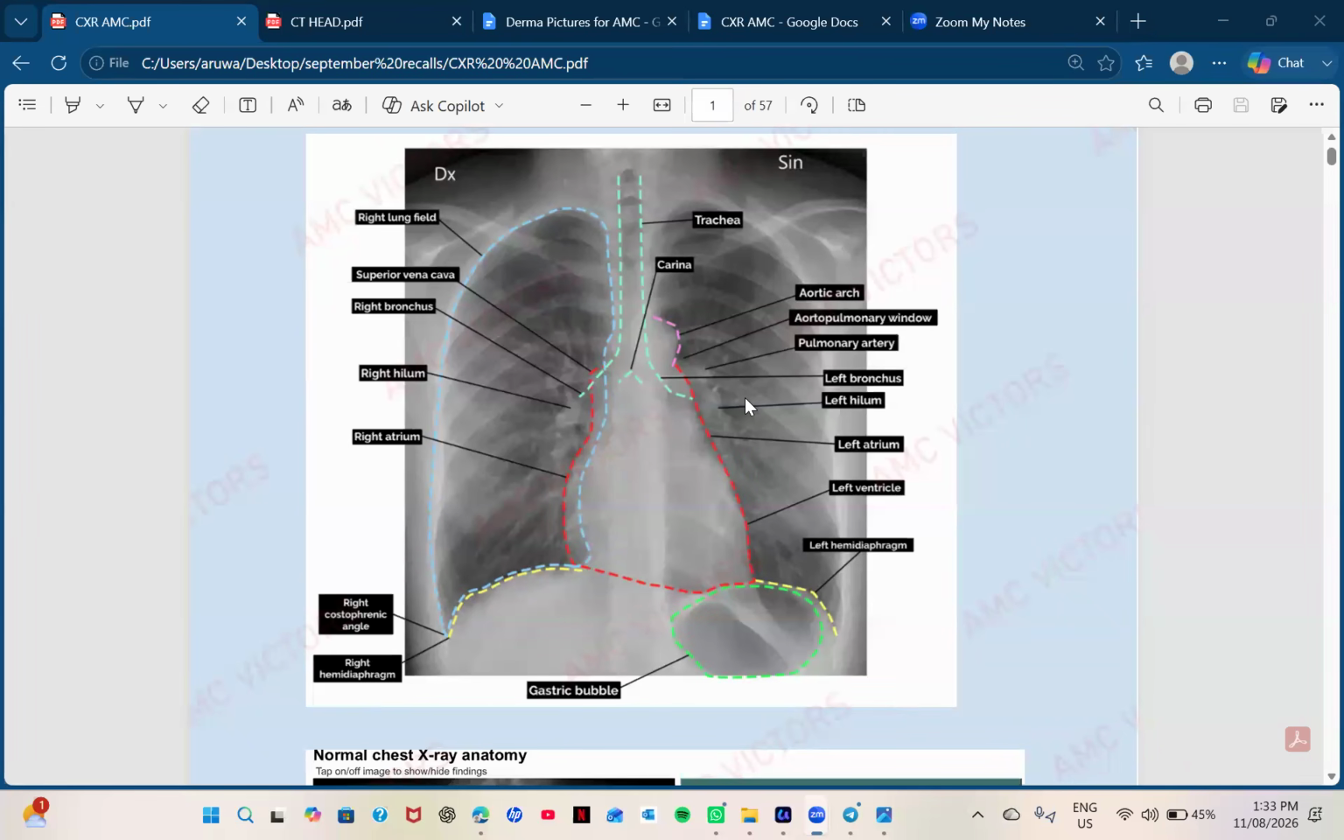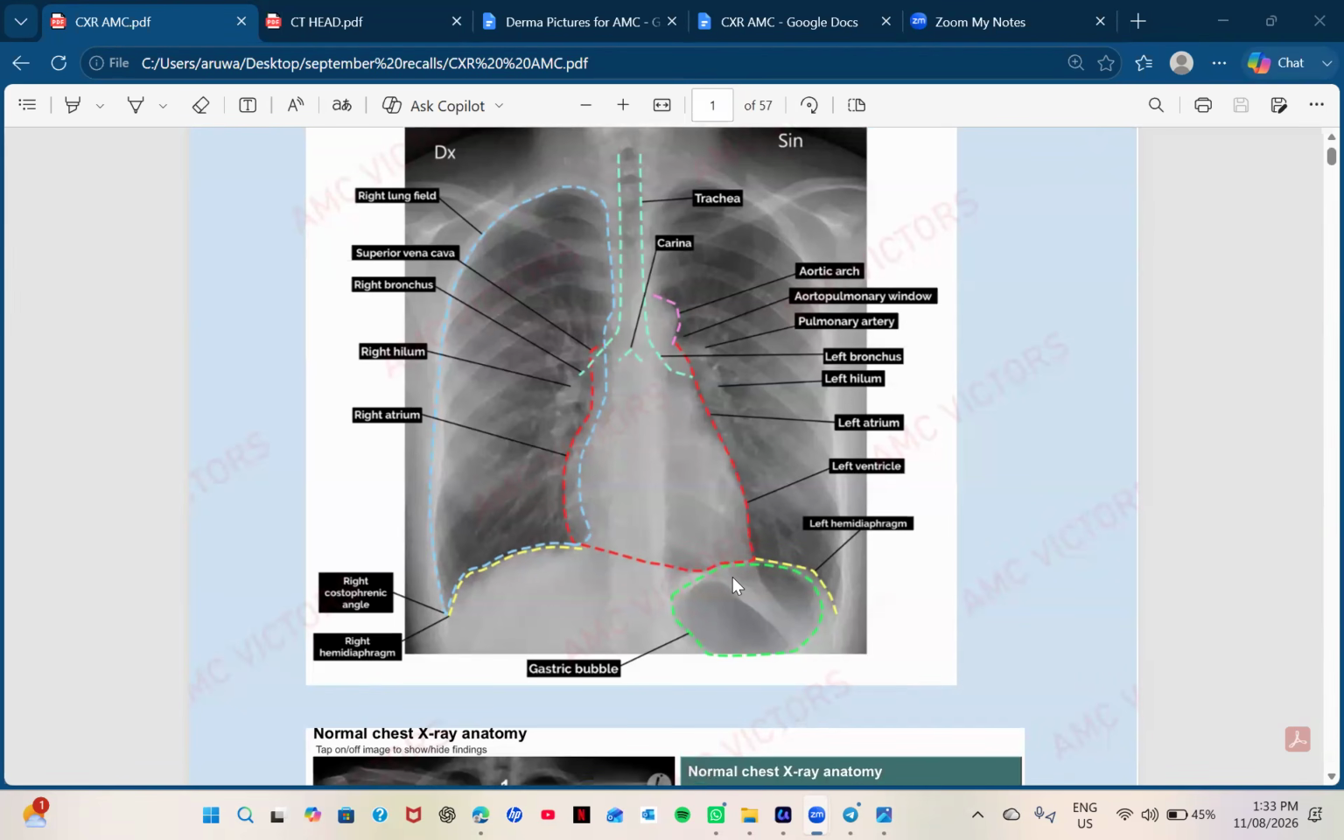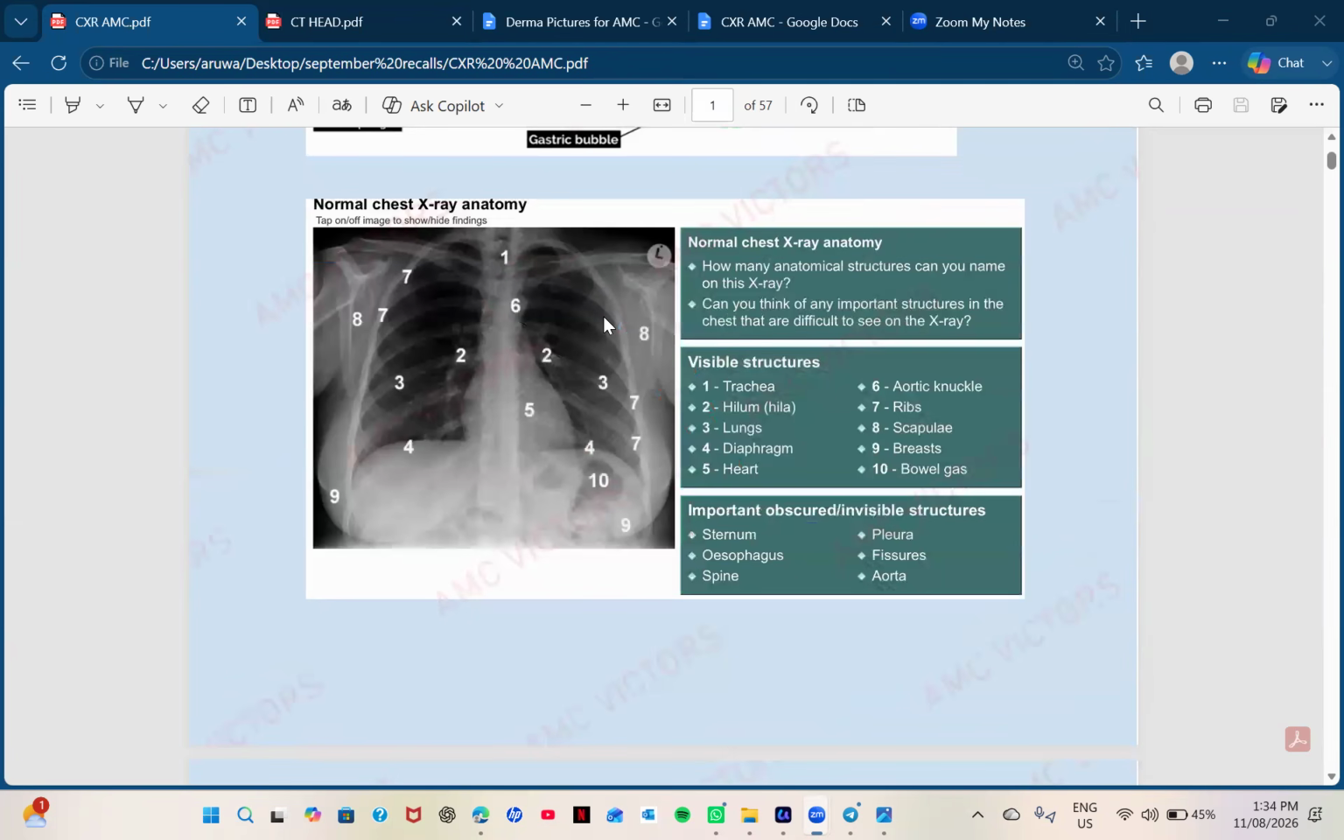First, you all need to understand the anatomy of it. Then you can see the left hemidiaphragm and the right hemidiaphragm, and here the right costophrenic angle. And here the gastric bubble you can see. Other than that, trachea, then here the pulmonary artery, and here the left bronchus. The others are a general idea that you understand about the general anatomy.